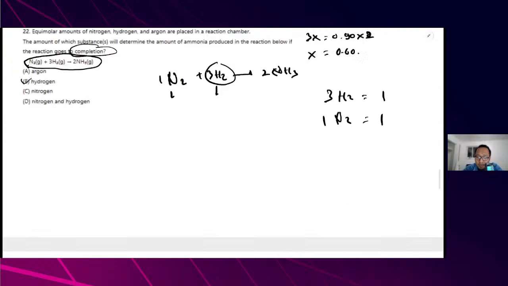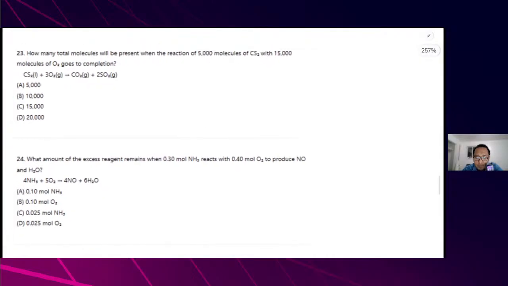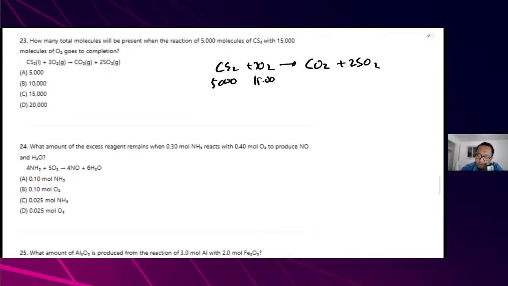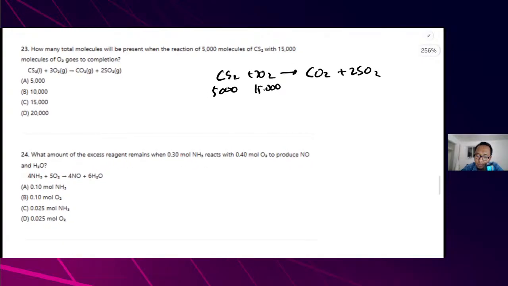Again, number 23. How many total molecules will be present when the reaction of 5,000 molecules of CS2 with 15,000 molecules of O2 goes to completion? As you can see, CS2 plus 3O2 gives CO2 plus 2SO2. So we have 5,000 over here, and then O2 has 15,000. The reaction goes to completion.